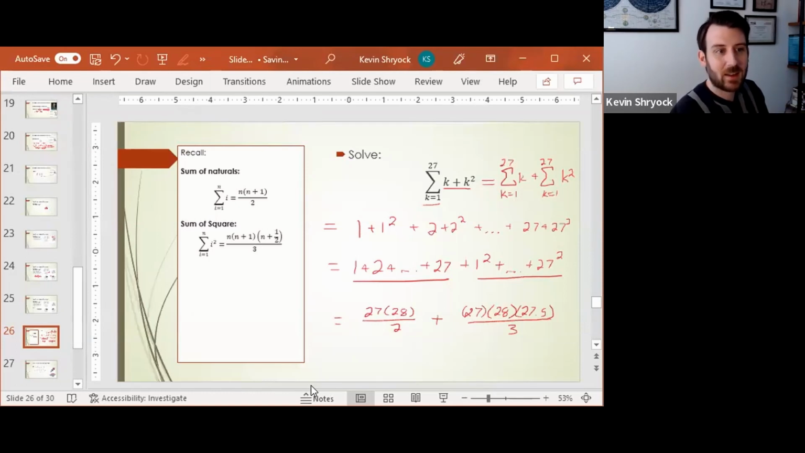Because that's what we had down here. This right here is the sum of all of those k values between k equals 1 and 27. And the other one was the sum of all the squares from k equals 1 to 27. So it logically makes sense that if all I'm doing is addition and addition of addition, I should be able to do addition of addition in whatever order I want.